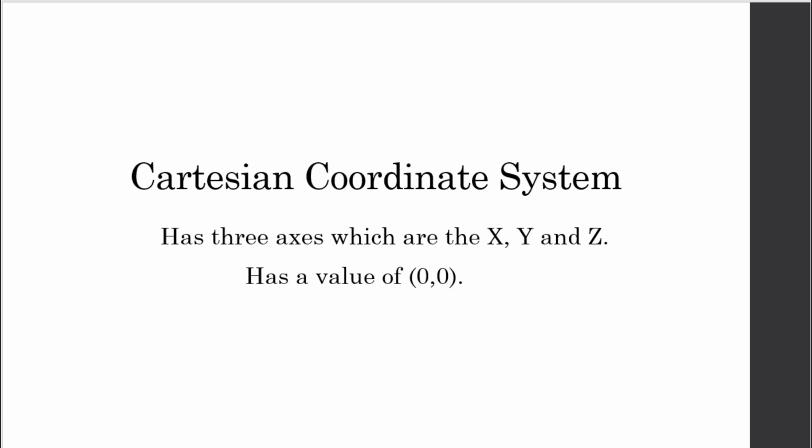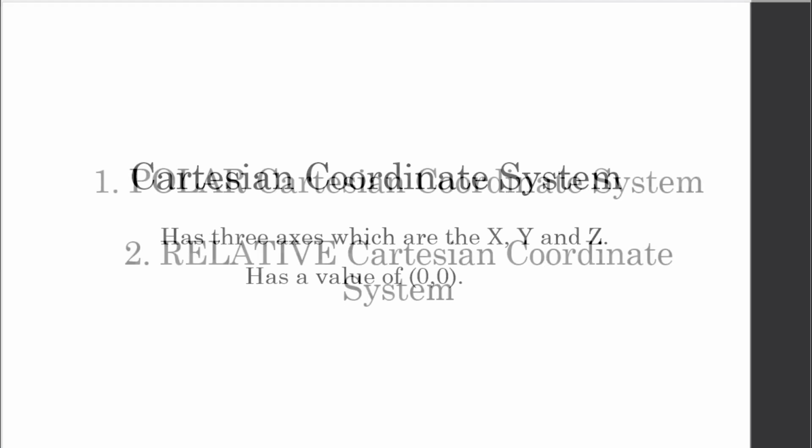In simple words, a Cartesian coordinate system has three axes, which are the x, y, and z. Every time we enter a coordinate value, it always starts in the axes which have a value of 0 and 0, also known as the origin.